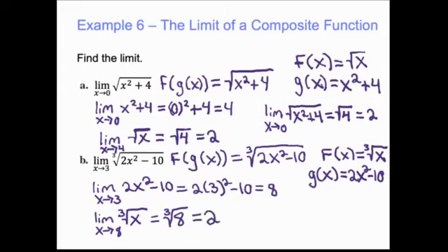Now we apply Theorem 1.5, and we can say that because the limit as x approaches 3 of 2x squared minus 10 equals 8, and the limit as x approaches 8 of the cube root of x equals 2, then we conclude that the limit as x approaches 3 of the cube root of 2x squared minus 10 is equal to the cube root of 8, which equals 2.